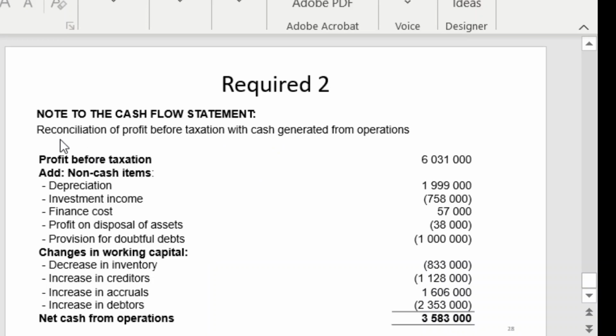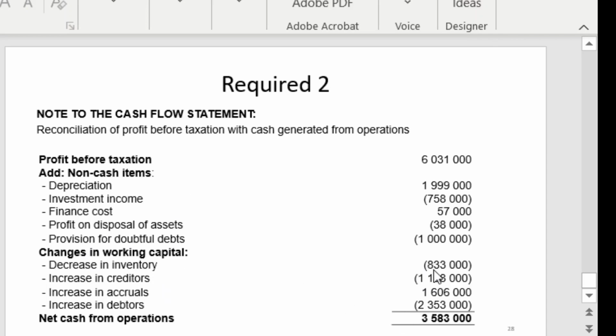Now, what we're doing here, we are reconciling the profit before tax with cash generated from operation. So we need to arrive at the net cash from operation. This amount should be the same as the one that we calculated as cash generated. In order to do that, we must get our profit before tax, which we get from the statement of comprehensive income, and add non-cash items. We have depreciation, investment income, finance cost, profit on disposal of assets, and provision, and then we take into account the changes in working capital.